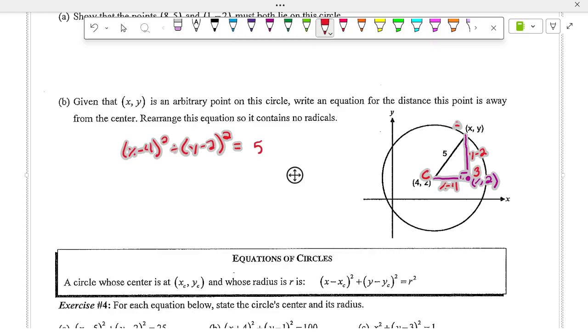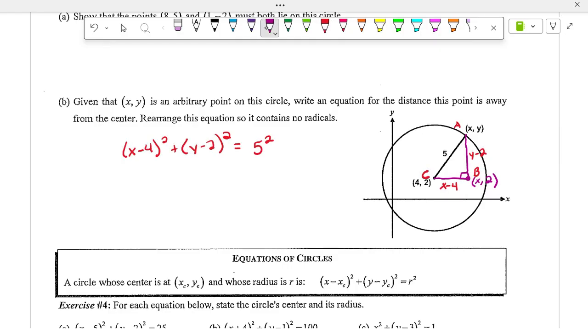5 squared. That's the other part of the Pythagorean theorem. It's my C. So what's the equation of the circle? So (x - 4)² + (y - 2)² is equal to what? 25.